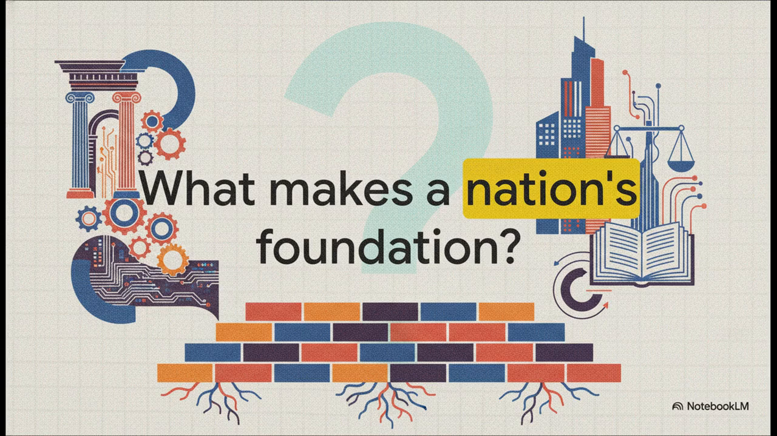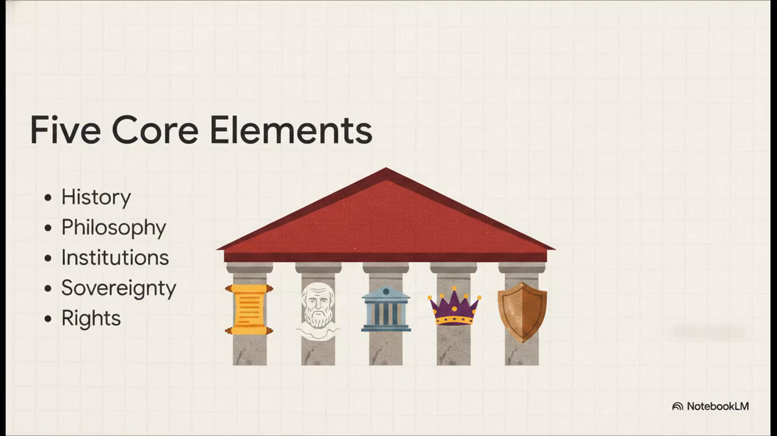I mean, if you were handed a completely blank piece of paper right now and asked to design the fundamental rules to build a country from scratch, what would you prioritize? What are the absolute bare minimum load-bearing walls a society needs to just function, maintain order, and evolve? Well, according to the research we're analyzing today, it really comes down to 5 core elements.